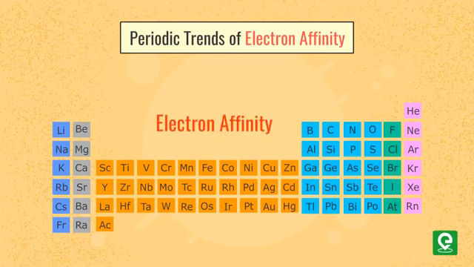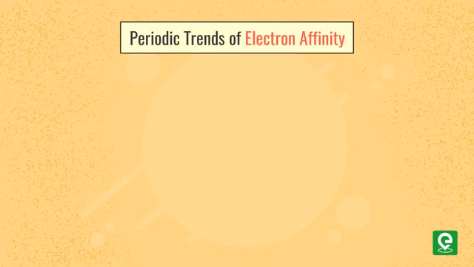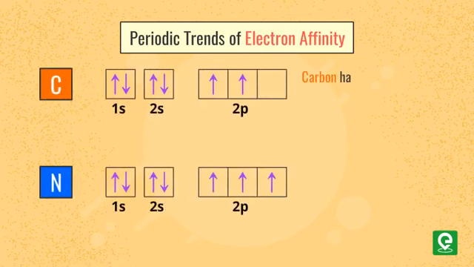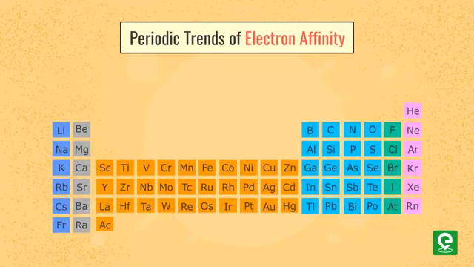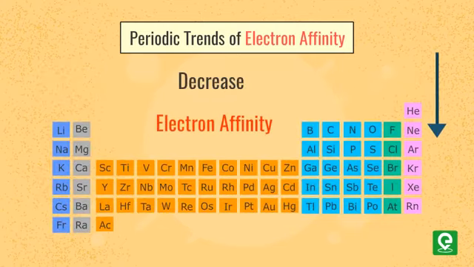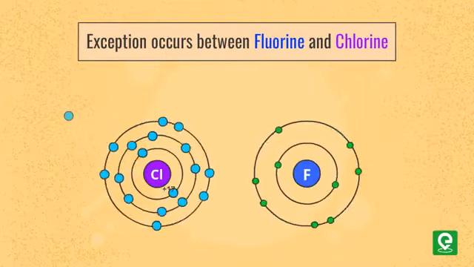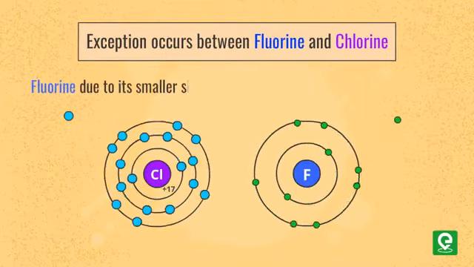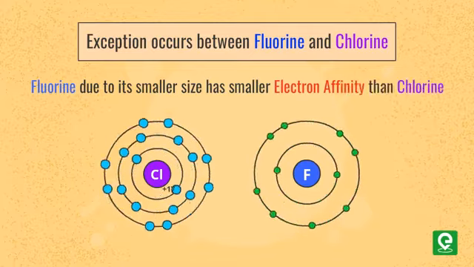In a period, electron affinity increases from left to right. Exception occurs in case of carbon and nitrogen. Carbon has greater electron affinity than nitrogen because nitrogen has more stable half-filled valence shell electronic configuration. In a group, electron affinity decreases from top to bottom. Exception to this rule occurs between fluorine and chlorine. Fluorine, due to its smaller size, has high electron density, resulting in a slightly smaller electron affinity than chlorine.